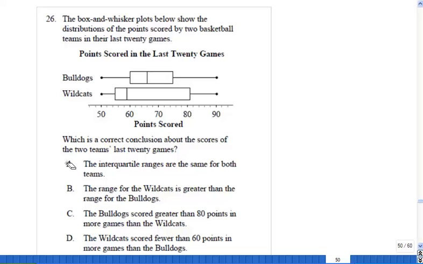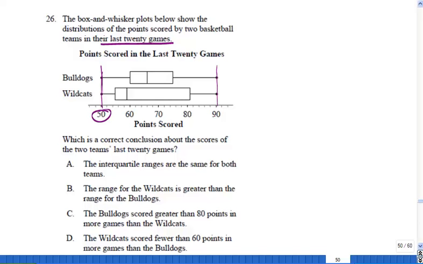A. The interquartile ranges are the same for both teams. Let's start with that, okay? How many games are represented here? 20 games, right? So basically you have to think about scores for 20 games. Each team will have like 20 scores, and we can say that the minimum score for both teams was 50. What was the maximum score for each team? 90. And if the question asks you the range, you guys know the range is going to be between 50 and 90, which is 40.